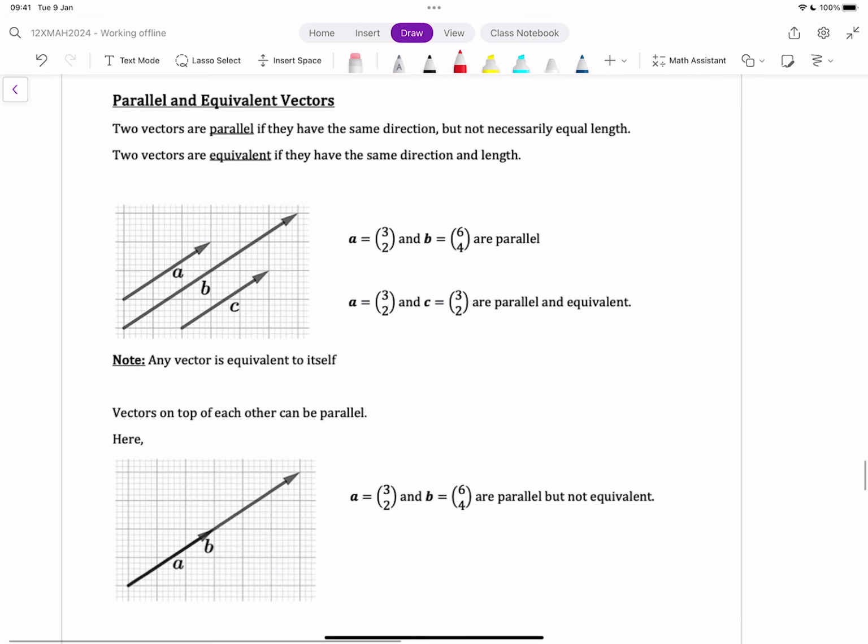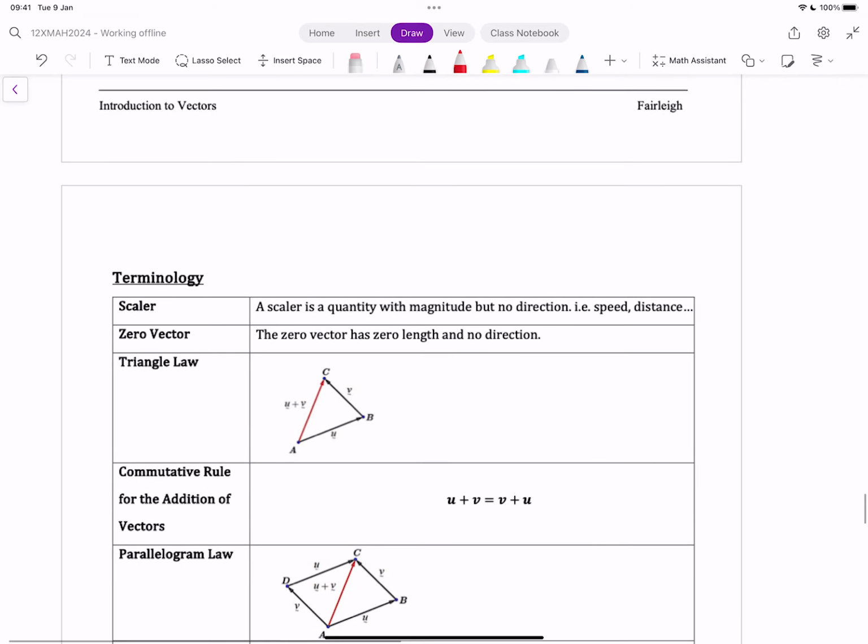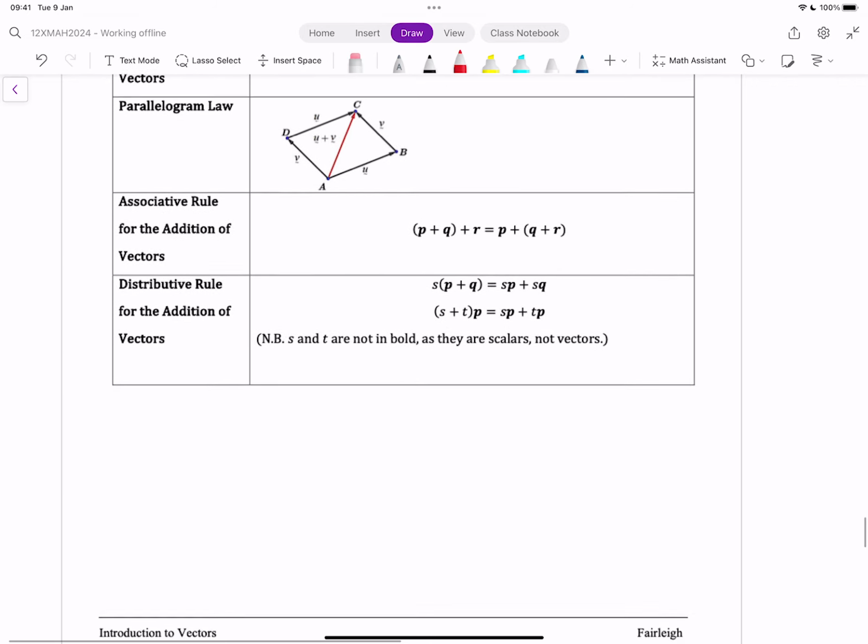Okay, parallel and equivalent vectors. Two vectors are parallel if they have the same direction, that's obvious, but not necessarily equal in length. Two vectors are equivalent if they have the same direction and length. So here we can see A and B are parallel, but they're not the same length. But we can see A and C are both parallel and equivalent. So we say if vectors are parallel and equivalent, they are the same vector. Something that might be obvious to say, vectors on top of each other are parallel. So A and B are parallel to each other, but they're not equivalent because they're not the same length. We're going to come back to this terminology later when we learn about all these different laws.